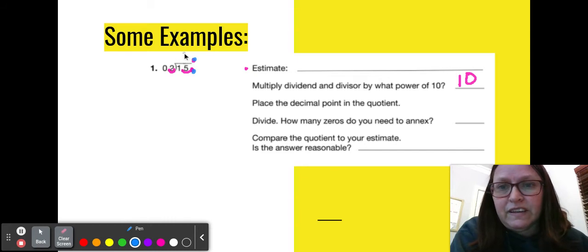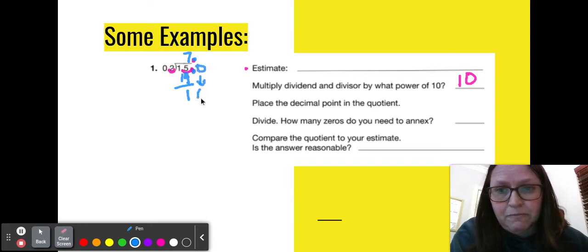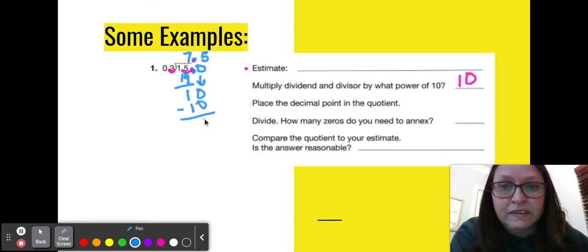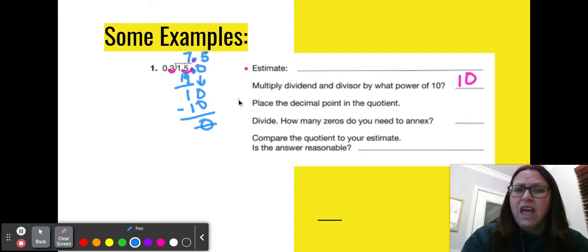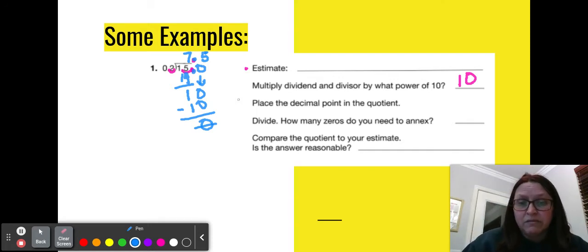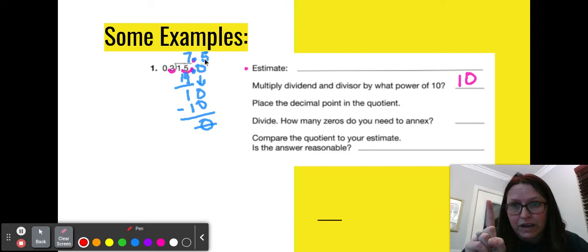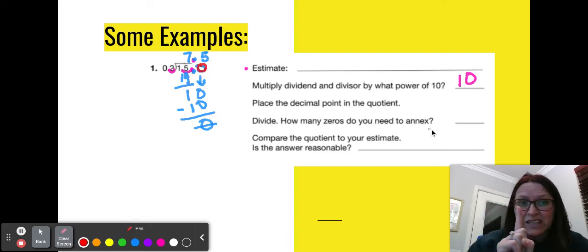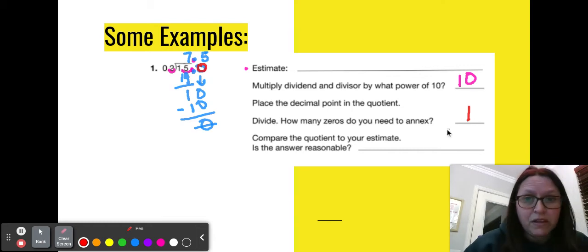2 goes into 15 7 times. 7 times 2 is 14. 15 minus 14 is 1. And now I need to add a 0 and bring it down. 2 goes into 10 5 times. 5 times 2 is 10. 10 minus 10 is 0. Okay, how many zeros did I need to add? 1. Right here. Let me color it red. This 0 right here is the only one I needed to annex. I only needed to add 1, so I'm going to put 1 right here.